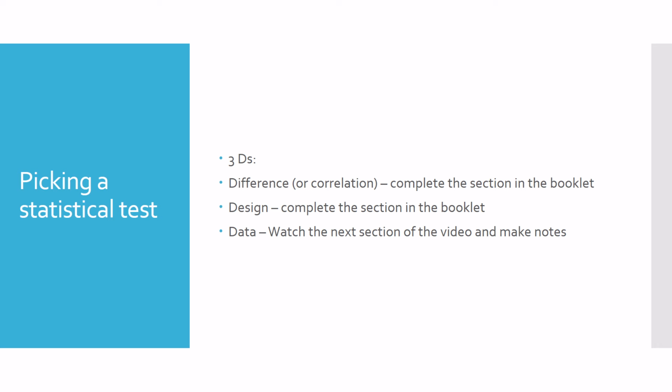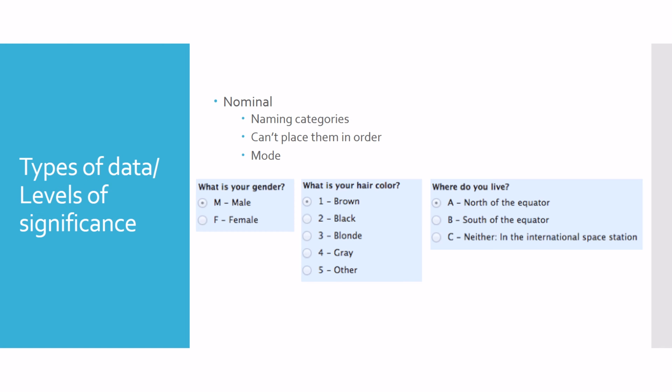And finally, the third D is data, and that's what we're going to look at now. And as it says there, if you watch the next section of the video and make notes as you go. Okay, there are 3 types of data, or as it says there, it's not levels of significance. Apologies, 1 second. There we go, that's fixed it. So apologies, levels of significance are something within statistical testing, but we don't touch on those until September. I'm saving the best until then for you.